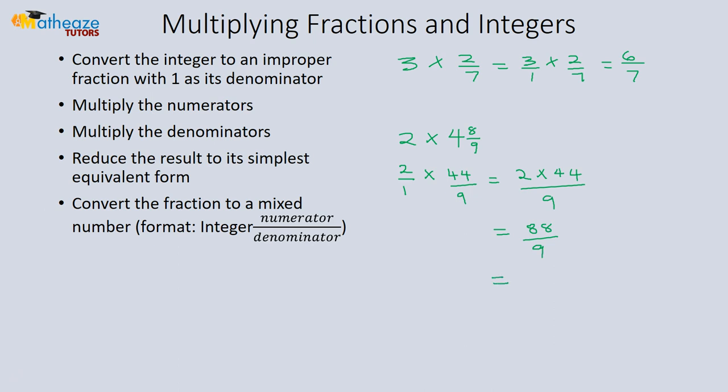88 divided by 9, I think that would happen... If you look at your multiplication tables or your multiplication facts, 9 times 9 is 81, 9 times 10 is 90. So you're going to select the lower number. So this is 9, and then 88 minus 81, that gives you 7/9. So these are all that you really need to know about multiplying fractions.